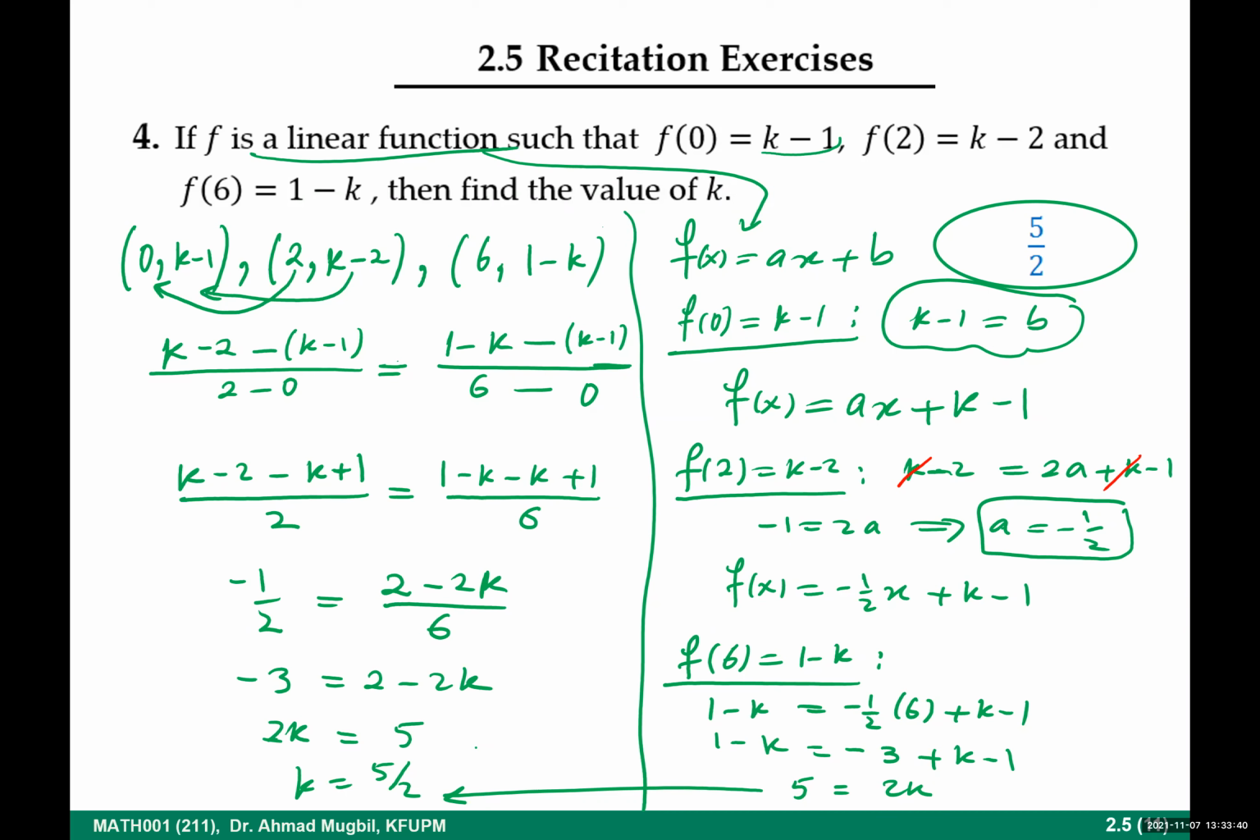Excellent. Any question, Shabab? So clear? Excellent. So let's stop the recording now and start the semi-quiz.